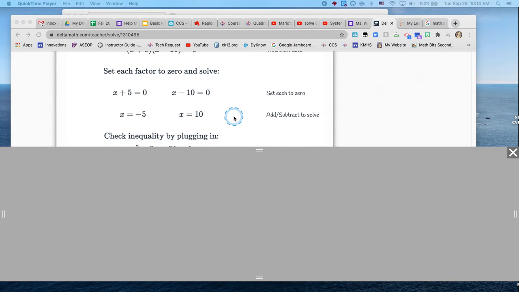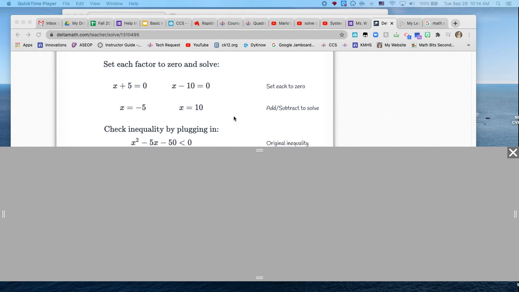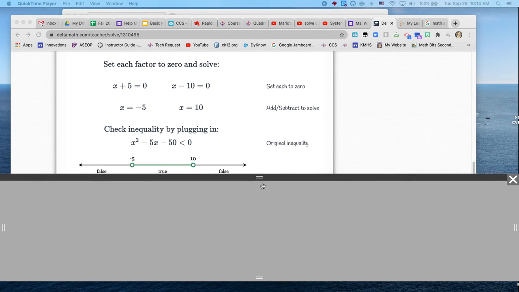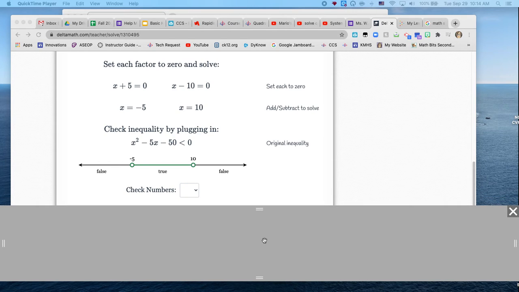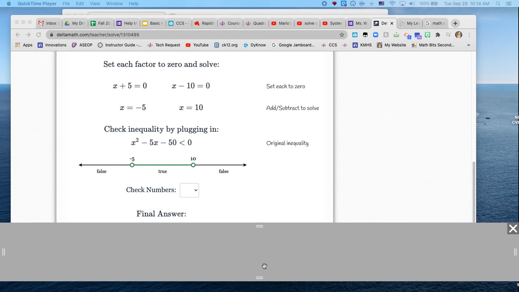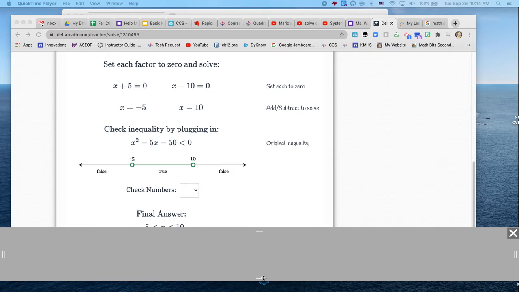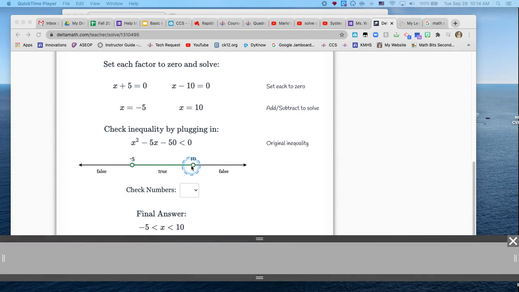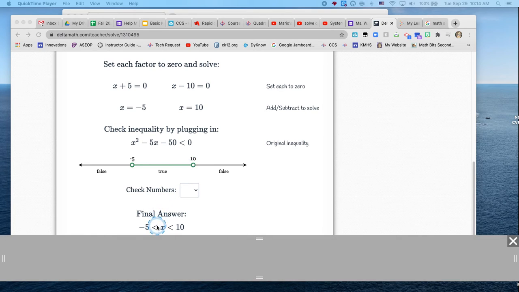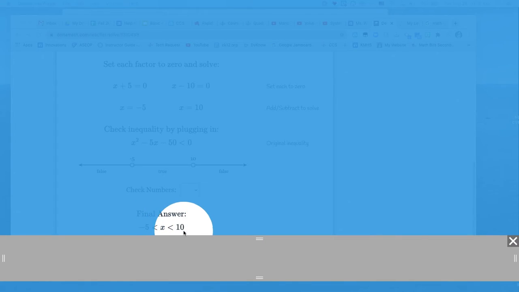Now the thing you need to remember is we're going to look at that inequality. We're going to plug that back into our original inequality. We can draw a number line and we know that what we see is true, but for your final answer, what area is shaded? The numbers in between negative 5 and 10. So your final answer is going to look like this. Negative 5 is less than x is less than 10.